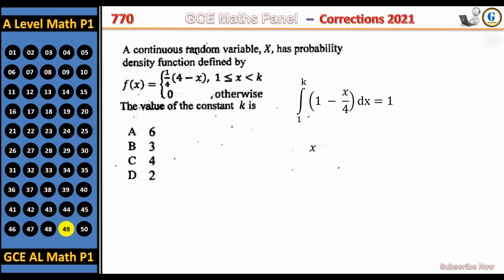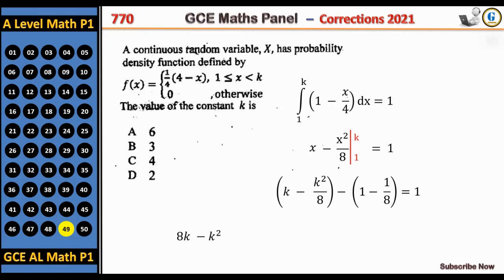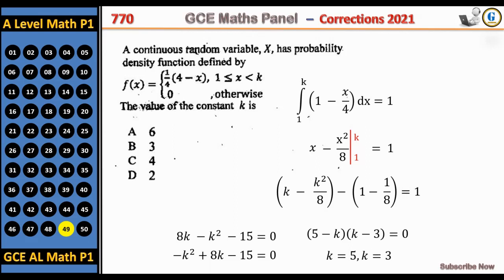When we integrate, we have x minus x squared on 8 from 1 to k is equal to 1. And when we solve for k, we end up with a quadratic equation, and that quadratic has two roots. We have k equals 5 and k equals 3, but they have given us just one of the values here. Here we'll just consider the one that is there. K equals 3, from 1 to 3.